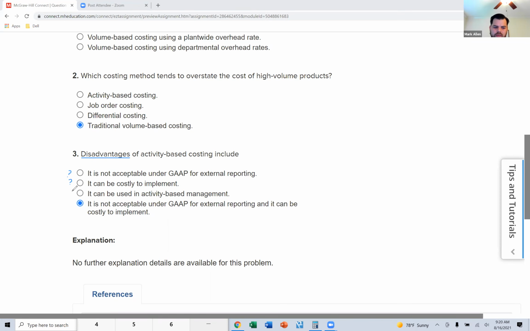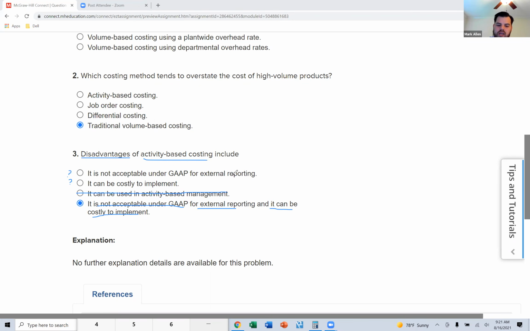Maybe I'm not sure about that one, so maybe I keep it around. But now I look at this last one and I say, all right, well, what's this last one telling me? I know that activity-based costing, as we said earlier, is not acceptable under US GAAP. So that's good. That tells me that for external reporting, and it can be costly to implement. So even if I don't really understand what this is, it doesn't really matter.